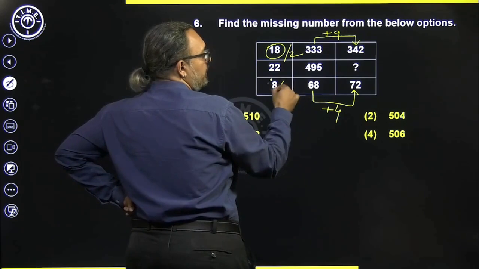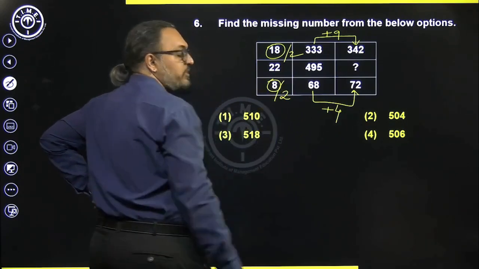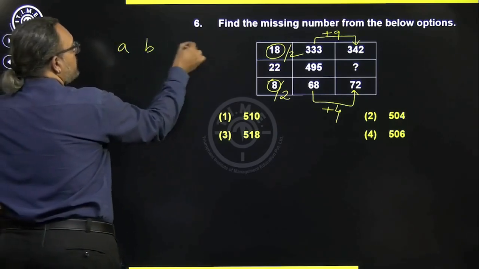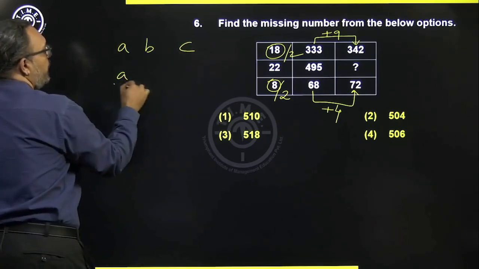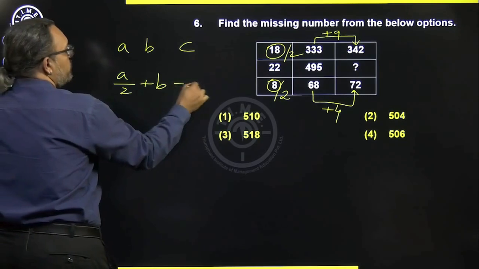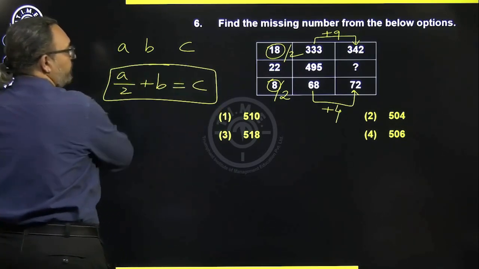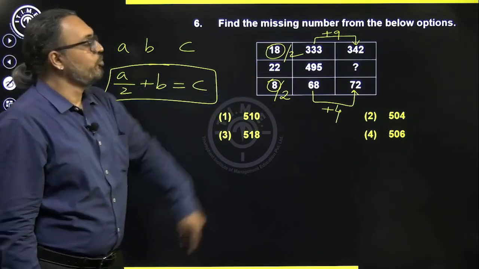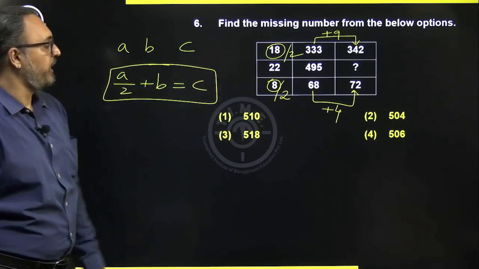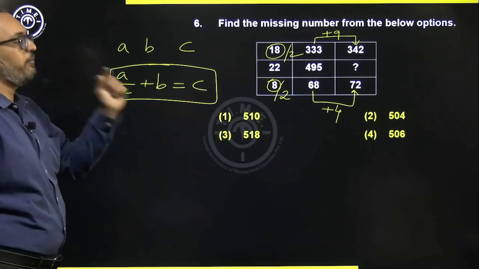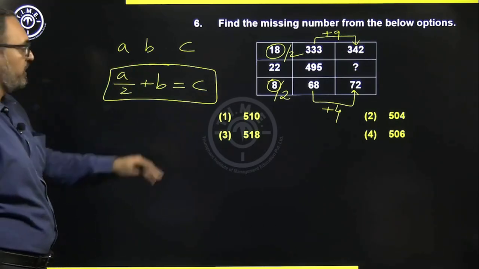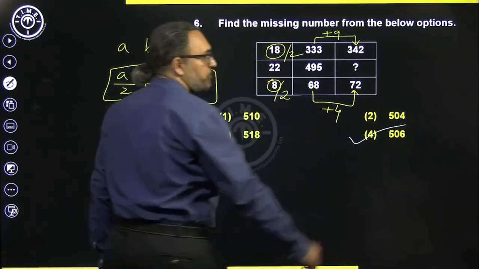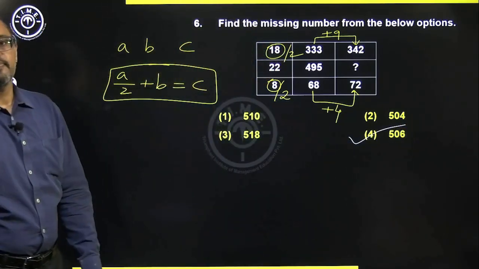How do I get 4 by using 8? By 2. So basically if you have A, B and C, the logic is going to be A by 2 plus B is going to give me C. That's all. So 22 by 2 is 11. 11 plus 495. So 495 plus 10 is 505, plus 1 more gives you 506. Fourth option. Okay.